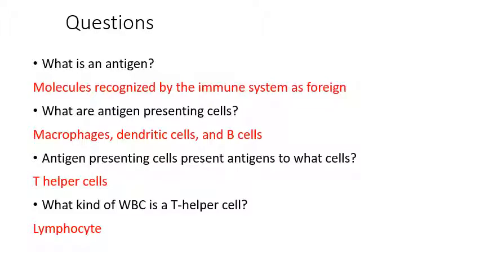So here's your answers. An antigen is any molecule that is recognized by the immune system as being foreign, right? They often tend to be larger, more complex organic molecules, but anything that your immune system recognizes is going to be antigenic. The antigen-presenting cells that you have are macrophages, dendritic cells, and B cells. Those are all cells that are capable of presenting antigens through their MHC class II surface receptors. Antigen-presenting cells present their antigens to T helper cells, and T helper cells are lymphocytes.